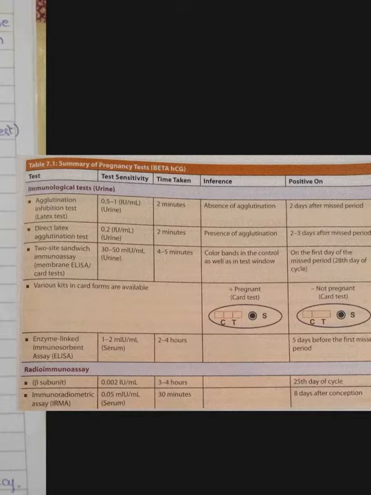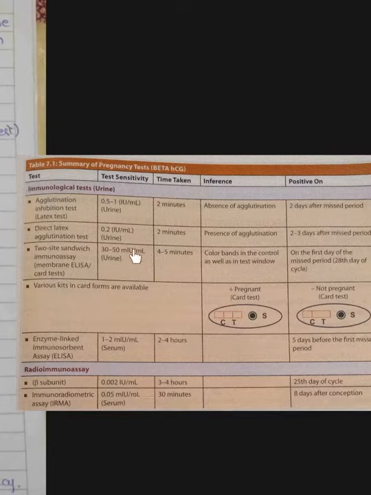So the first thing is the agglutination inhibition test, which is the most important, also called the Gravindex test. This test's sensitivity is 0.5 to 1 international units per ml, and the direct latex test has 0.2 international units per ml, while the two-site sandwich or membrane ELISA or card test has 30 to 50 milli international units, but the ELISA itself has 1 to 2 milli international units. And the IRMA and the radioimmunoassays have even higher sensitivity, in micro international units per milliliter.